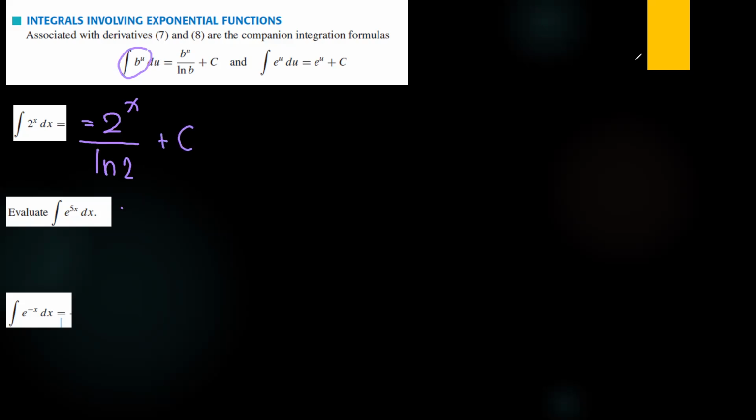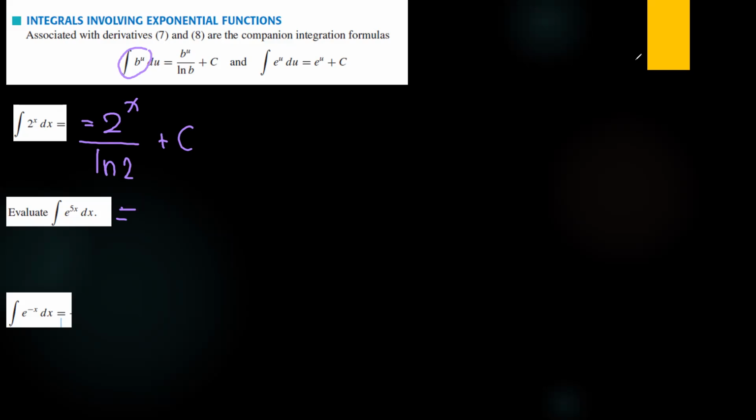In number 1, we have the integration of 2 to the power x. So it will be the integration of b to the power u. It will be 2 to the power x over ln 2 plus c. Now let's talk about the integration of e to the power u. We say that the integration of e to the power u is e to the power u.